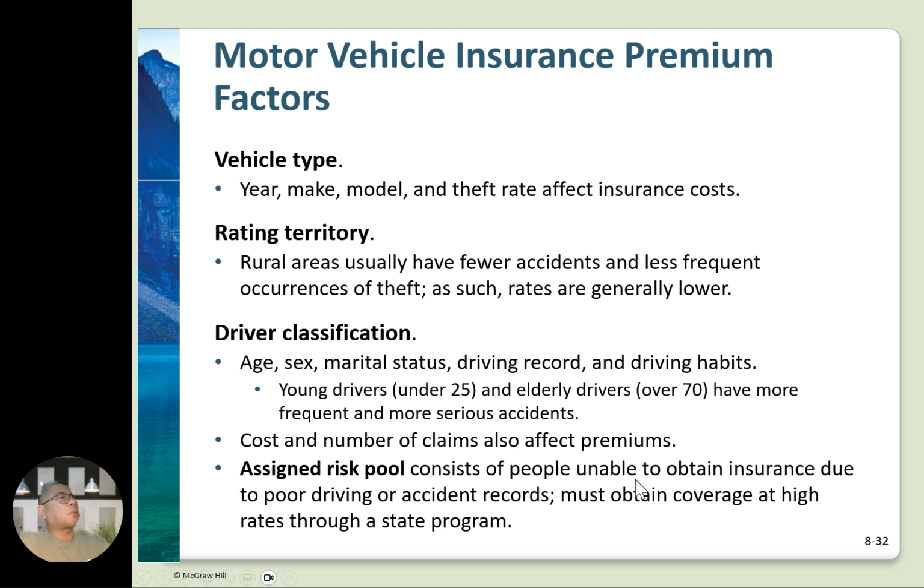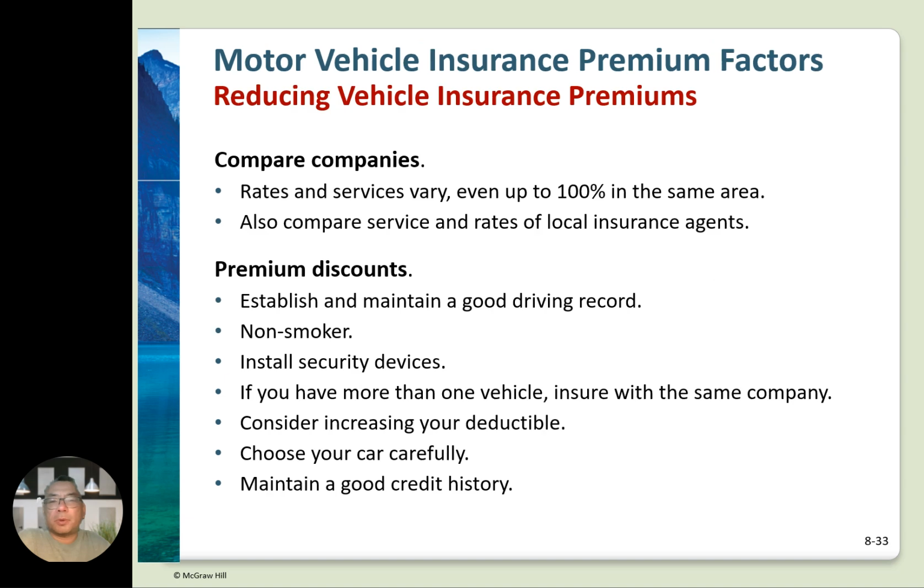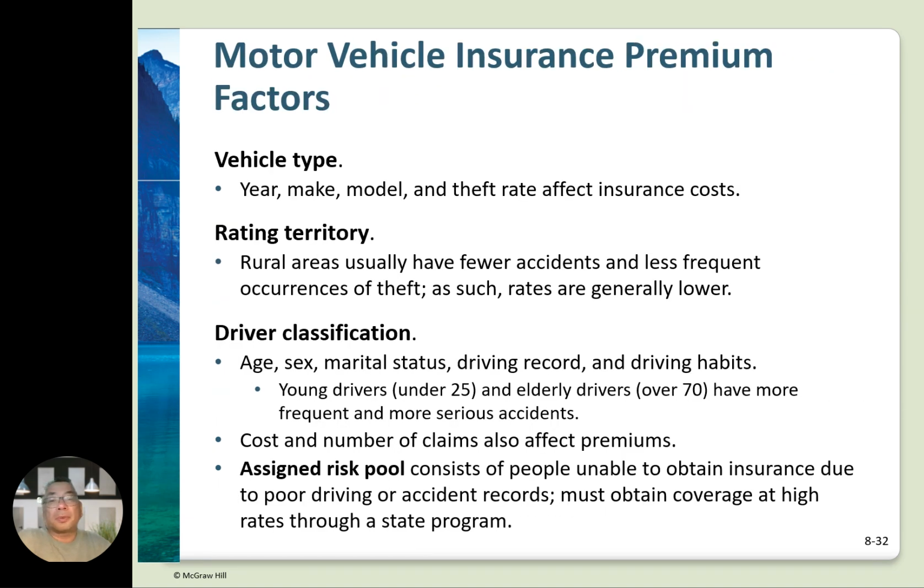Assigned risk pool consists of people unable to obtain insurance due to poor driving or accident records, who must obtain coverage at high rates through a state program. In Canada we have it too; we call it the Facility Association. High-risk drivers are put together into one lump, and they call it the Facility Association. The premium they charge is a minimum of $5,000 a year. That's too much. Maybe your car is only worth $2,000 or $3,000, but your premium is $5,000. That doesn't make sense to me. All right, so be careful with your driving.